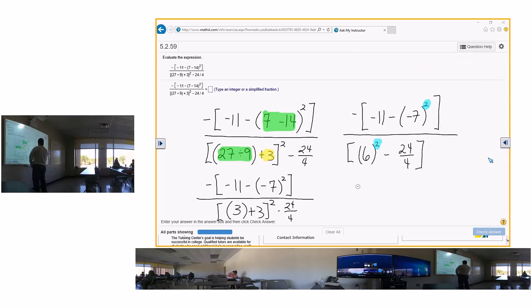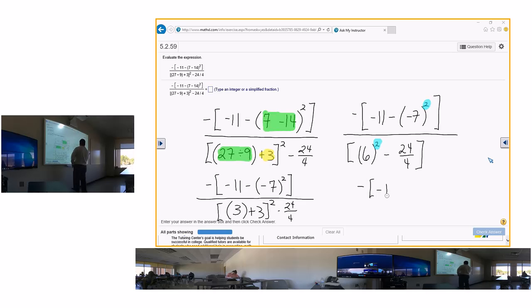Negative, parentheses, negative 11 minus What is negative 7 squared? That's not rhetorical. I'm asking y'all to interact with me. 49. Thank you. Positive 49. Negative 7 times negative 7, that's what this is. Negative 7 times negative 7 is positive 49. Close bracket.